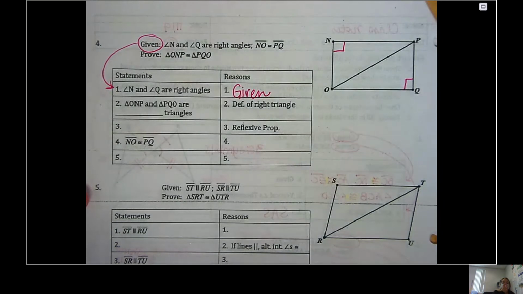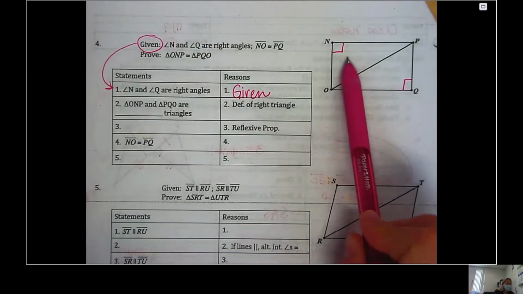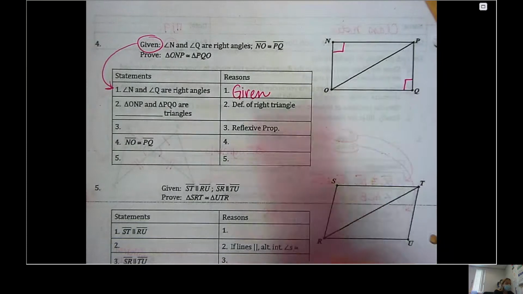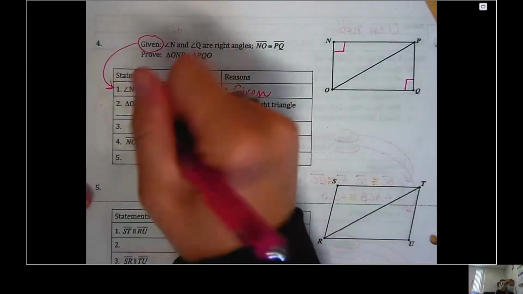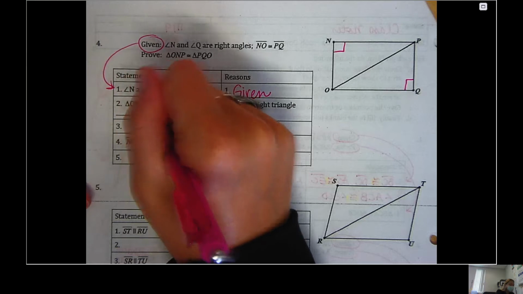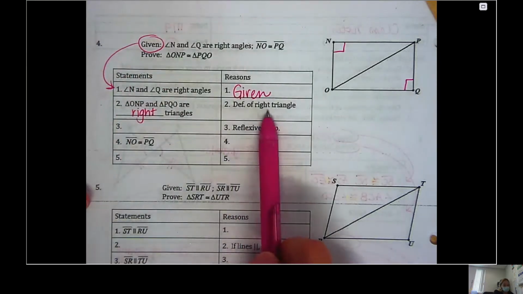Number 2, triangle ONP, this one on top, and triangle PQO, this one at the bottom, are what kind of triangles? Yeah, they're right triangles because they have a right angle. Literally, the definition of a right triangle.